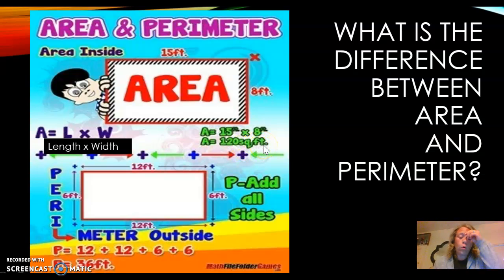The reason why we report area in square units is because it's a two-dimensional figure and the rectangle has length and width, so it's labeled as square feet.